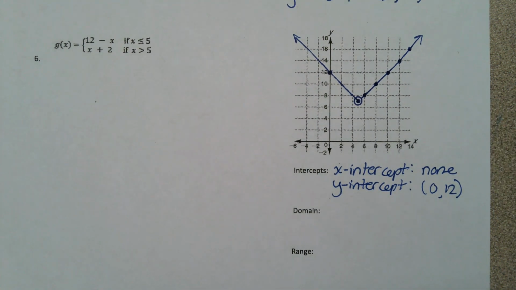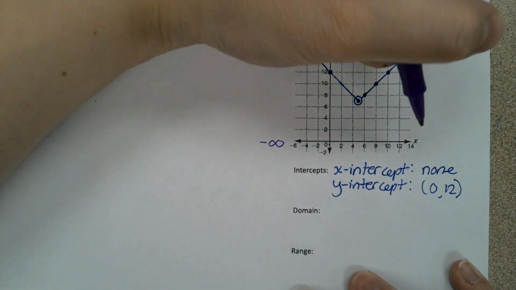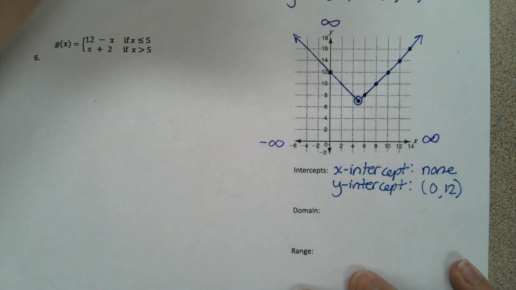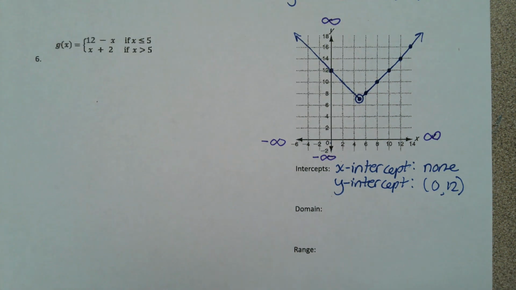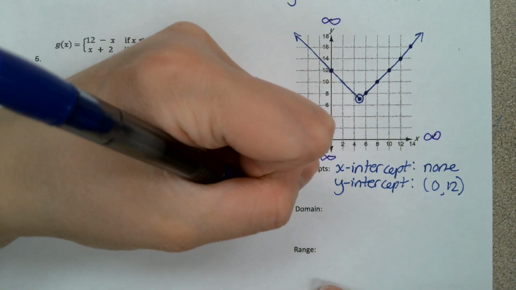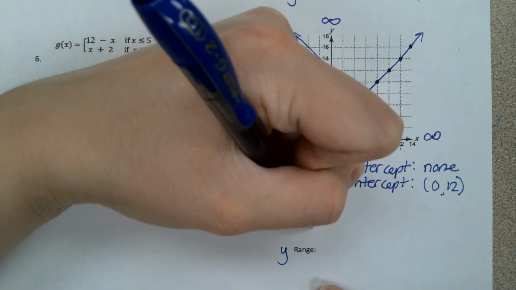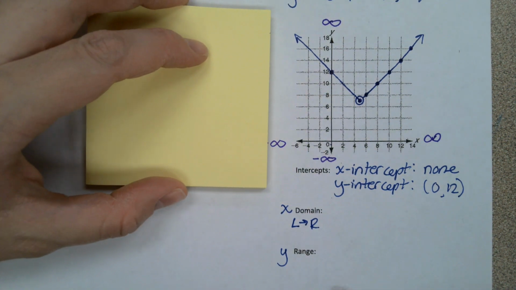Domain and range. First, I want to mark my infinities. Negative infinity on the left, positive on the right, positive infinity on the top, negative infinity on the bottom. Domain, these are the x values, range is the y. Domain moves from left to right. So I'm going to start on the left side of the graph.